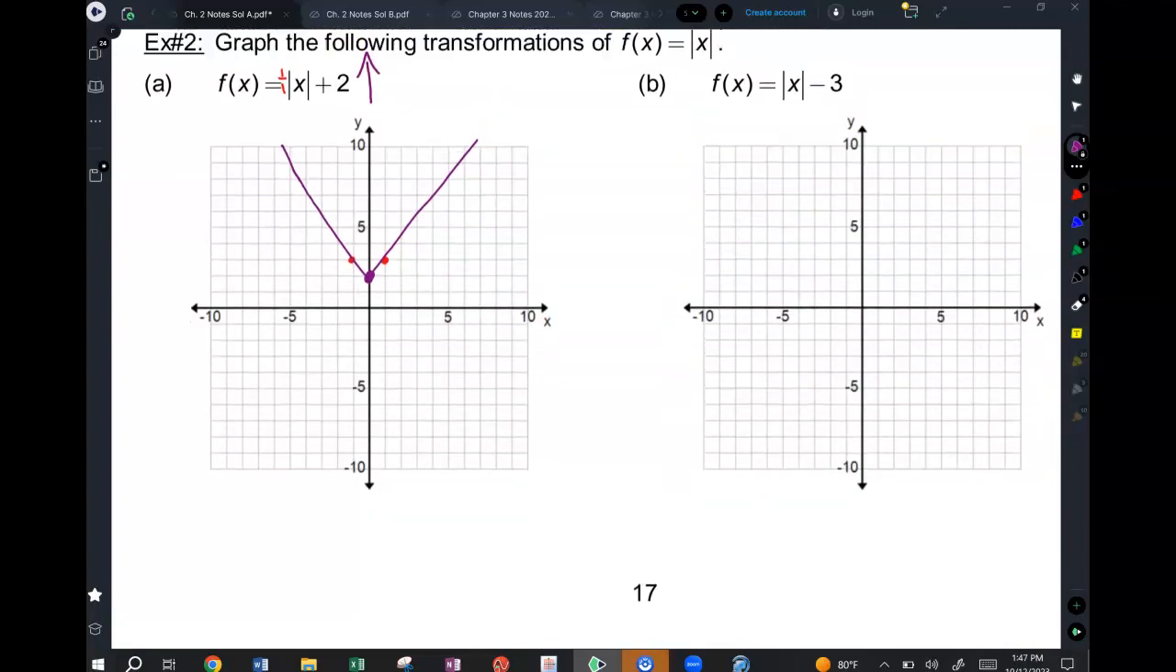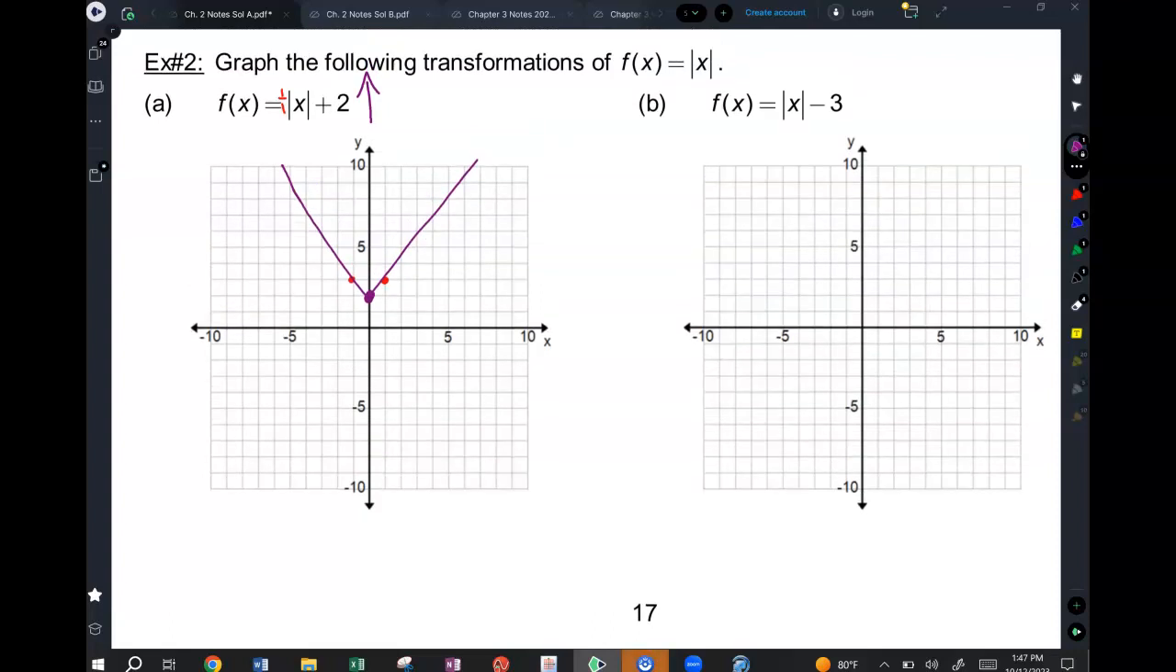Okay, let's do another one. f of x equals absolute value of x minus 3. Where does the minus 3 move the graph? Down 3. So now the new vertex will be down here. Where is the new vertex? 0, comma, negative 3. What's the slope going to be? 1 over 1. So I go up 1 over 1, up 1 over 1, boom, boom.